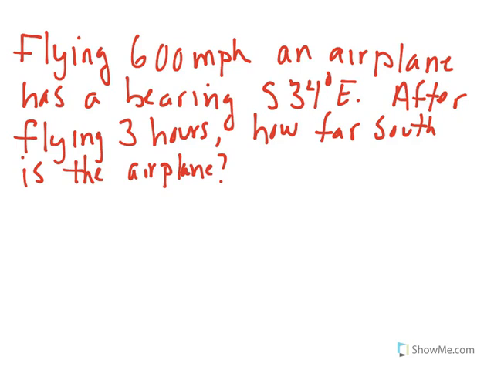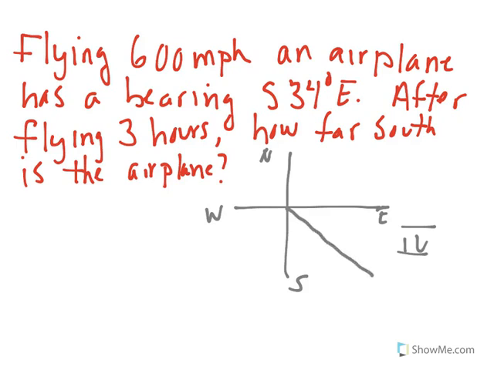Here's an example that says: flying 600 miles per hour, an airplane has a bearing that is 34 degrees east of south. After flying 3 hours, how far south is the airplane? The first thing you should do is draw your compass. Never eat soggy waffles. We know it's in the east-south quadrant, which means it needs to be somewhere in this fourth quadrant down here, right? You always draw your bearing out of the origin. So you're drawing the flight the airplane is taking.